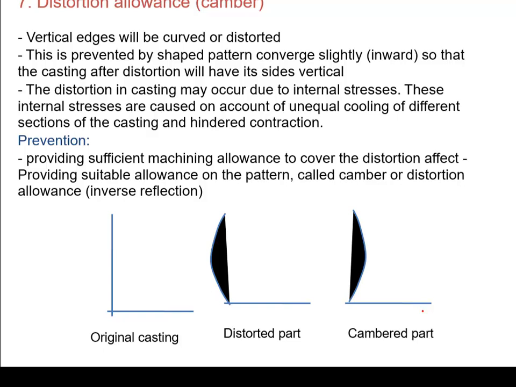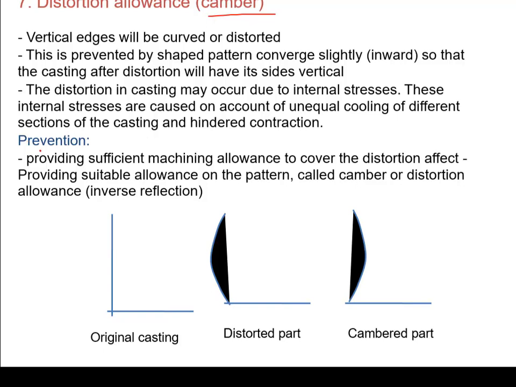Distortion allowance. What is distortion allowance? This is also known as camber. Vertical edges will be curved or distorted. This is prevented by shaping the pattern to converge slightly inward, so that the casting after distortion will have its sides vertical. The distortion in casting may occur due to internal stresses. These internal stresses are caused on account of unequal cooling of different sections of the casting and hindered contraction.